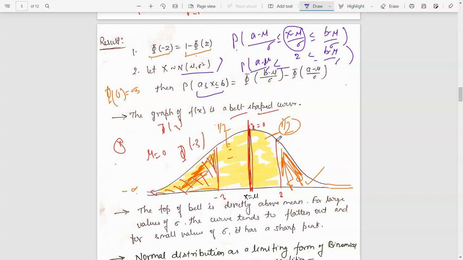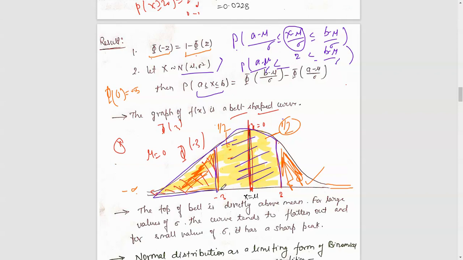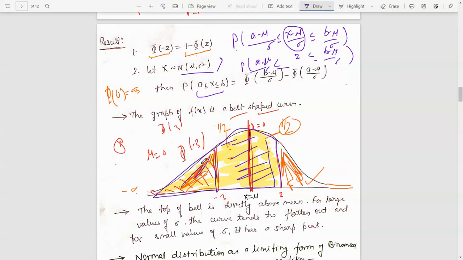So let's say (b − mu)/sigma is some point here, and (a − mu)/sigma is some point here. If you want to find the probability between these two points, get the entire probability for this region and subtract the other probability. That gives capital Φ, the distribution function of a standard normal distribution, of (b − mu)/sigma, minus Φ of (a − mu)/sigma.